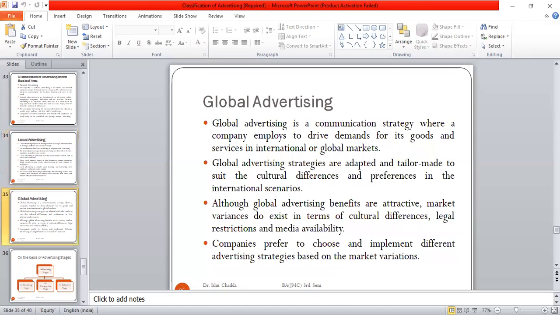The next is global advertising. It basically belongs to when a company goes to the international level. When you cross your national borders and want to promote your product globally, then you use this type of advertising.